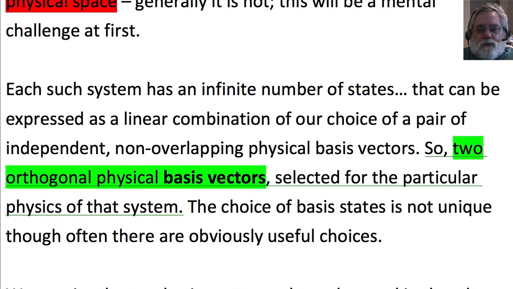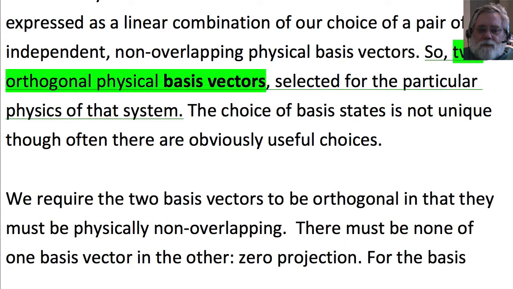Each such two-state system has an infinite number of states that can be expressed as a linear combination of our choice of a pair of independent, non-overlapping physical basis vectors. So, two orthogonal physical basis vectors selected for the particular physics of that system. The choice of basis states is not unique, though often there are obviously useful choices.